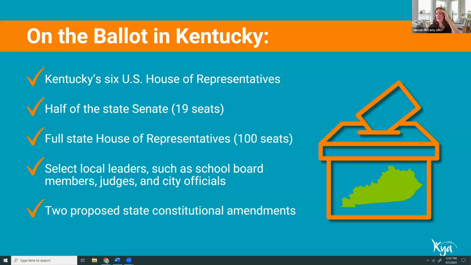There are a number of elections included in this ballot, including Kentucky's six U.S. House of Representatives members that we send to D.C., half of the state Senate, so all those odd districts, which is 19 seats total, the full state House of Representatives, 100 seats, and also local elections based on your jurisdiction to select local leaders like the school board, mayors, judges, city officials, city clerks, etc. And then we also have two proposed state constitutional amendments. That includes Amendment 2, which we will be talking about in a bit.